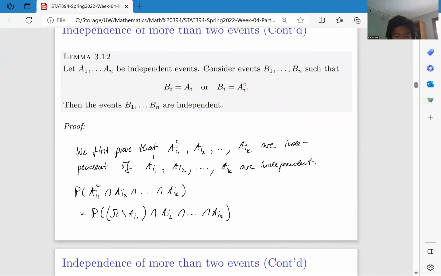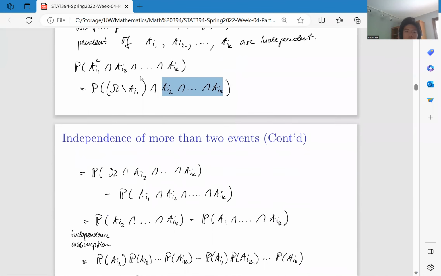And so let's begin. First of all, we can use the property of the complement of A1. The complement of A1 is equal to omega minus A1, the difference between omega and A1. Now we also combine the later terms together, imagine those are in a bracket. So there are only two terms: the difference between omega and A1, and A2 intersection to Ak.